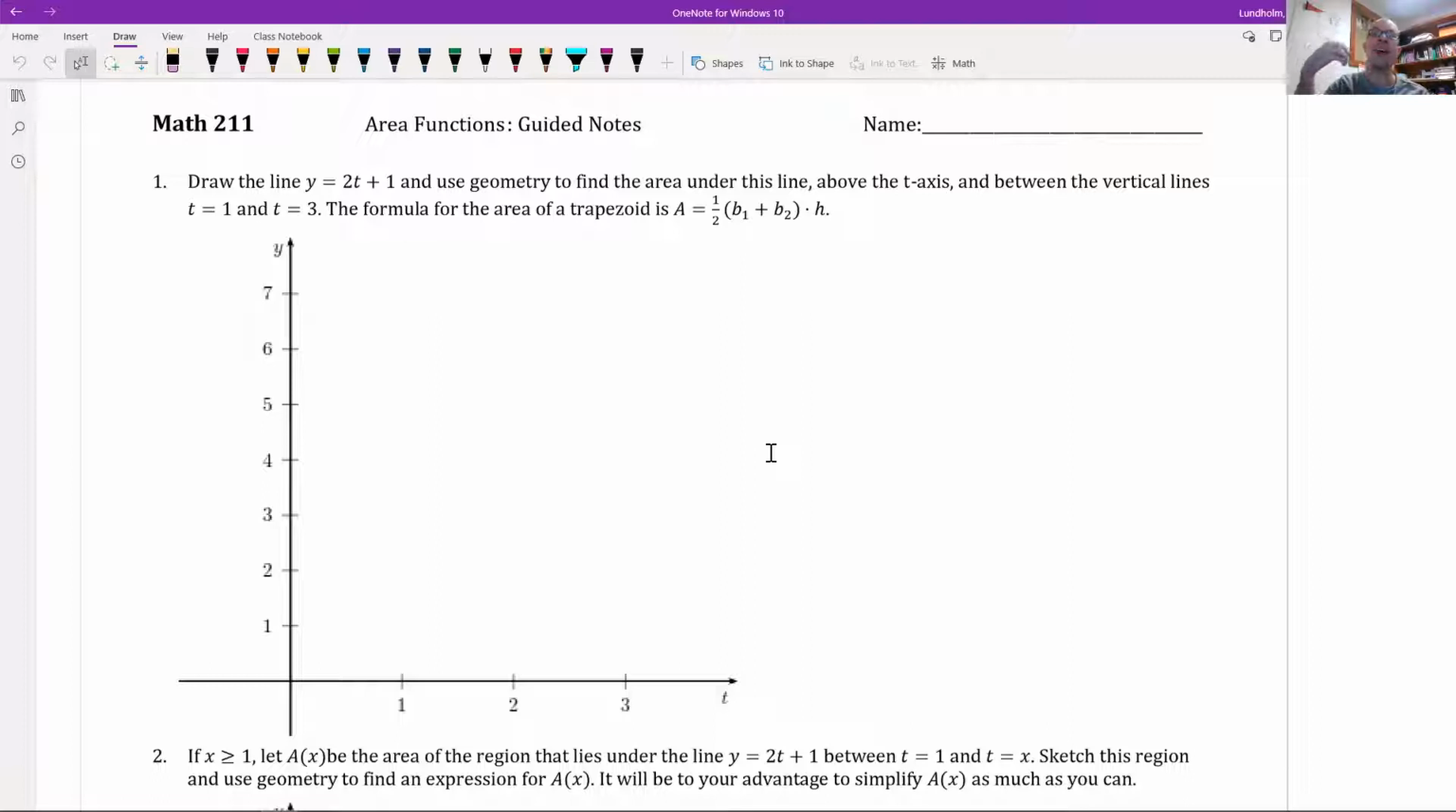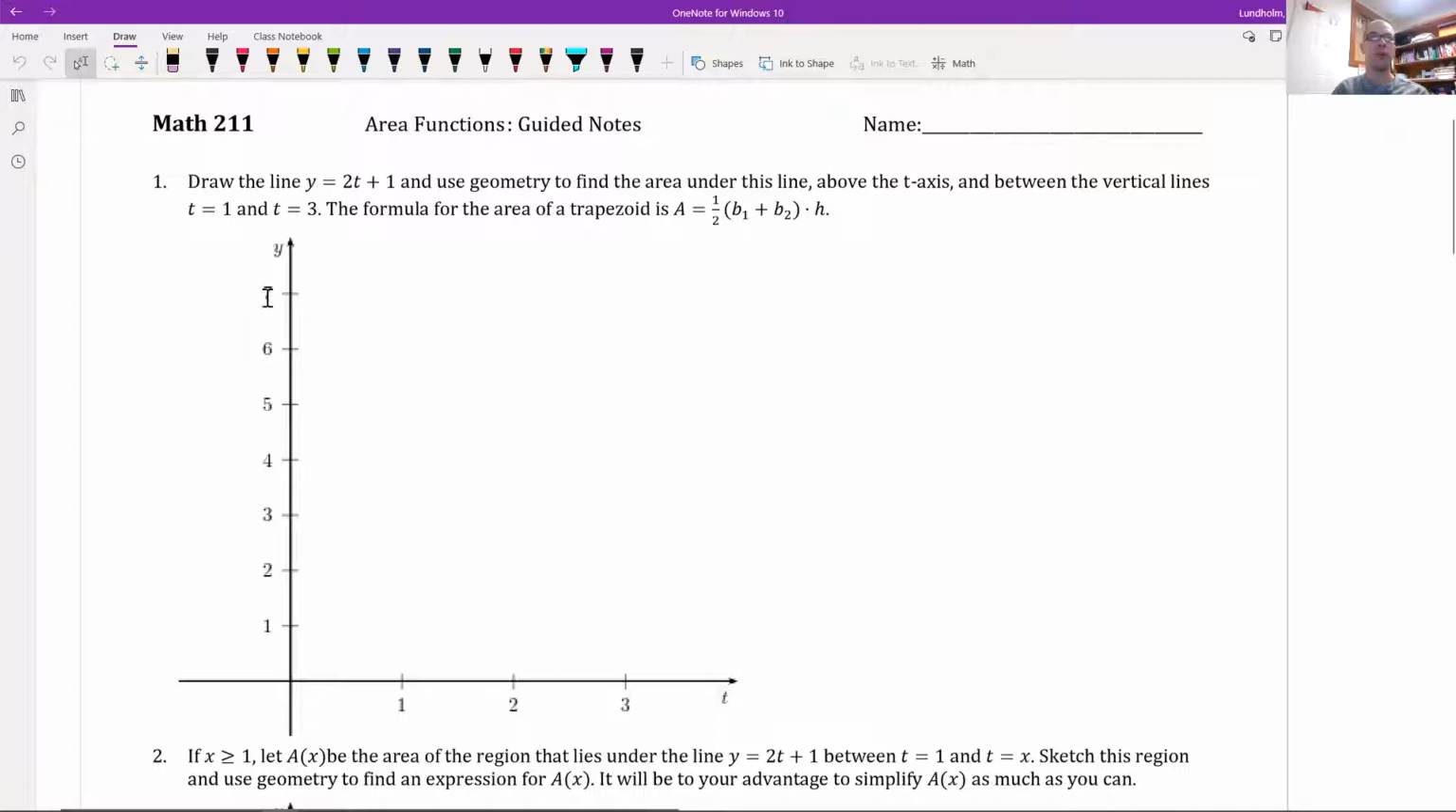But what I'm going to do right now is work through this myself, so you can pause and work along the way. I'm going to do this activity because I think developing area functions from the ground up is going to make more sense. It's going to help the fundamental theorem of calculus be a little more concrete.